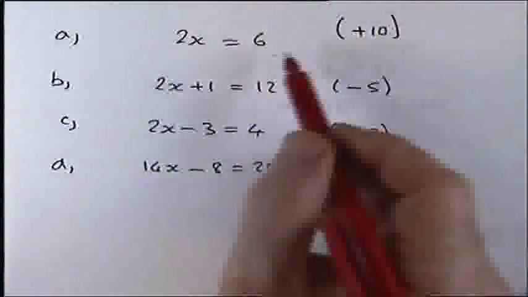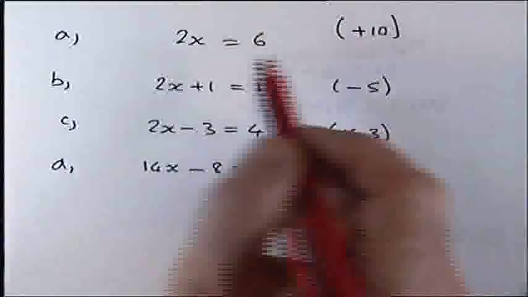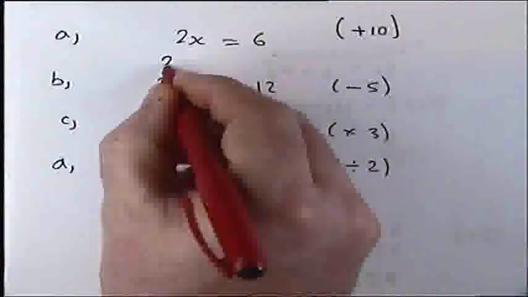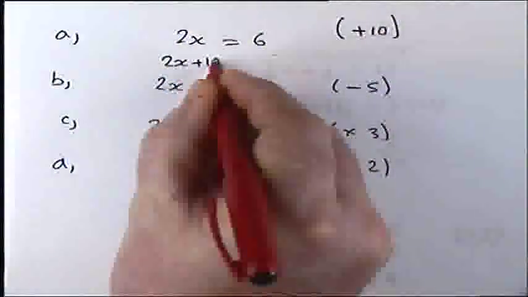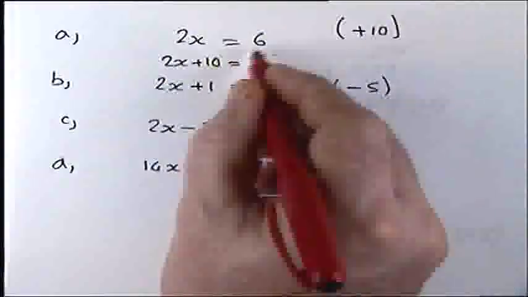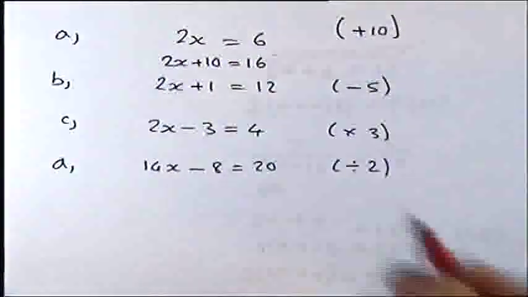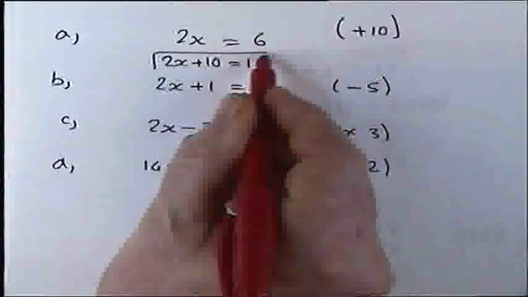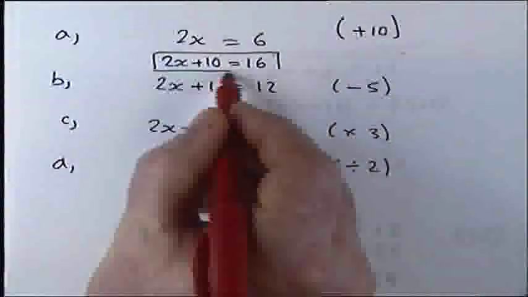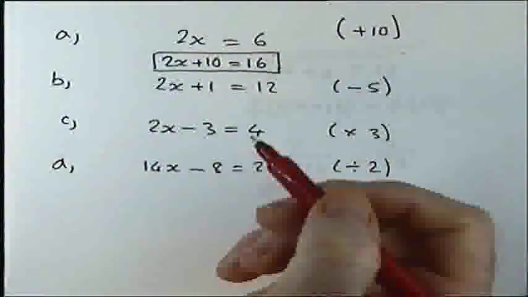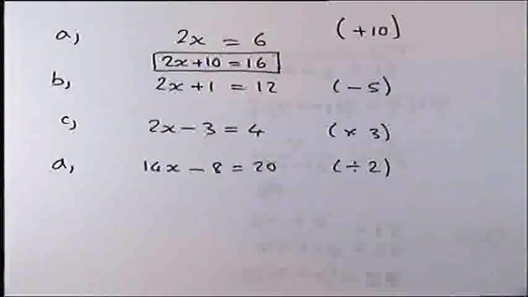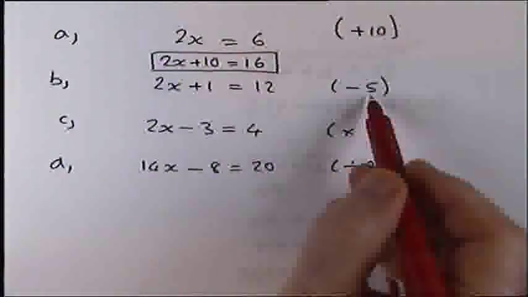Hopefully you've done that. Now here's the first question. If I add 10 to the left hand side, I get 2x plus 10. And if I add 10 to the right hand side, I get 16. Now I haven't solved that equation. In fact, if anything, I've made that equation more complicated. But I have shown that whatever I do to the left hand side, I can do the same to the right hand side.